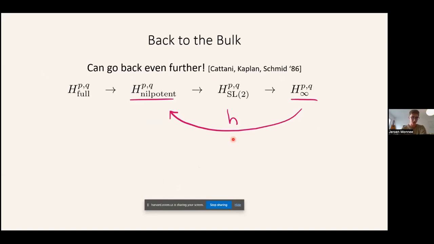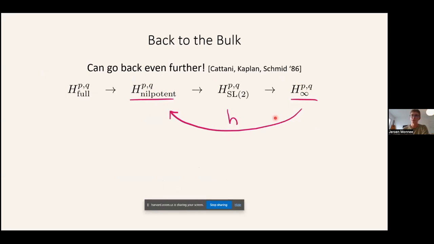Now, what I'm going to tell you in this talk is that you can actually go back even further. So there is a map which takes you from this boundary Hodge structure all the way back to the nilpotent piece. This map we will call H, and it's the period map. And this is quite remarkable because already in this nilpotent piece, this usually contains some non-perturbative corrections.